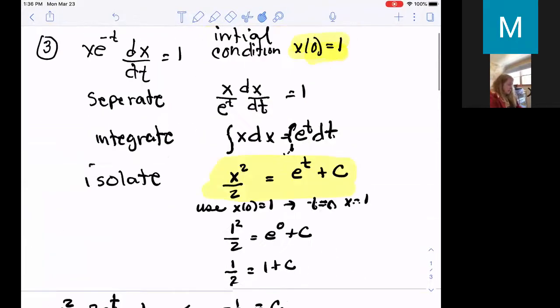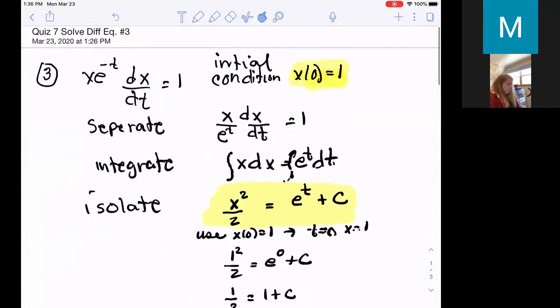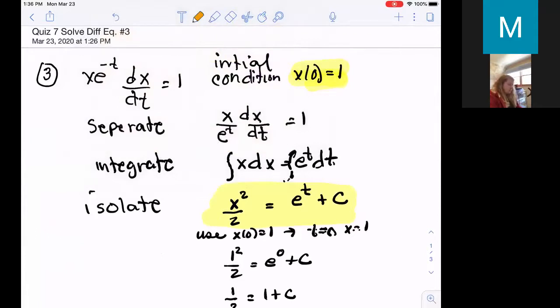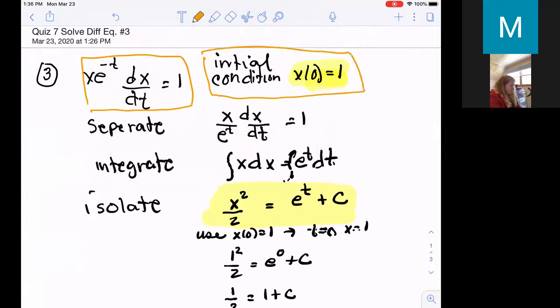I've worked all this. This is problem 3. So let's try this since this was not my plan, but we can make this work. This was our original problem with the given initial condition. So remember, our plan is to separate, integrate, and isolate.